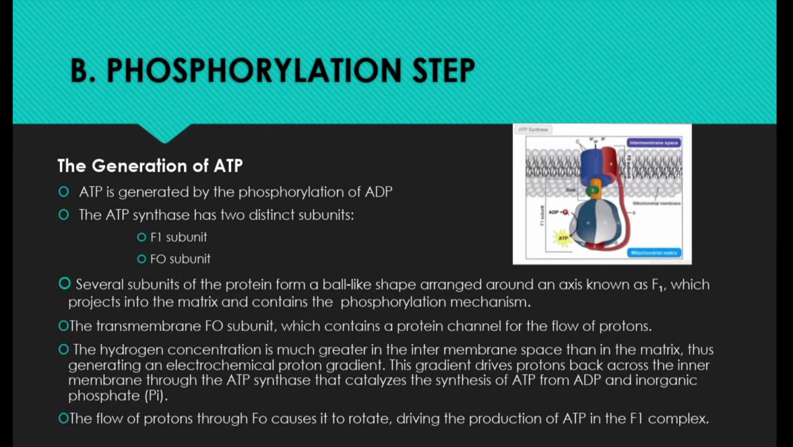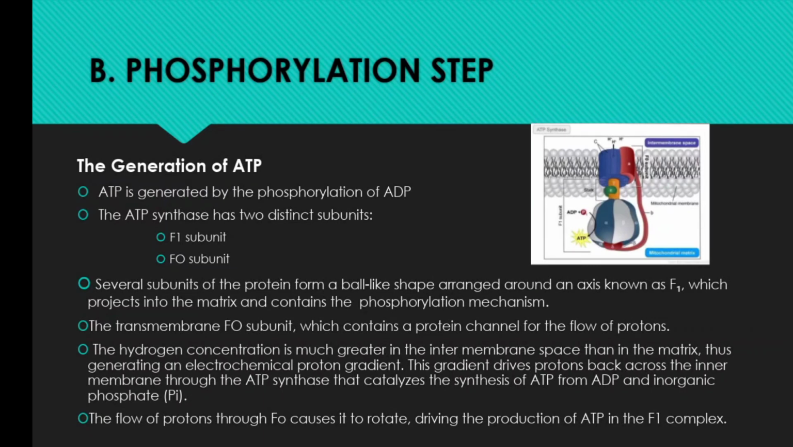The hydrogen ion concentration is much greater in the intermembrane space than in the matrix, thus generating an electrochemical proton gradient, and this gradient drives the protons back across the inner membrane through the ATP synthase that catalyzes the synthesis of ATP from ADP and inorganic phosphate. The flow of protons through FO causes it to rotate, driving the production of ATP in the F1 complex.